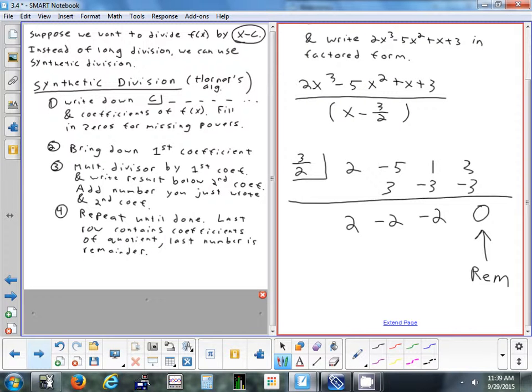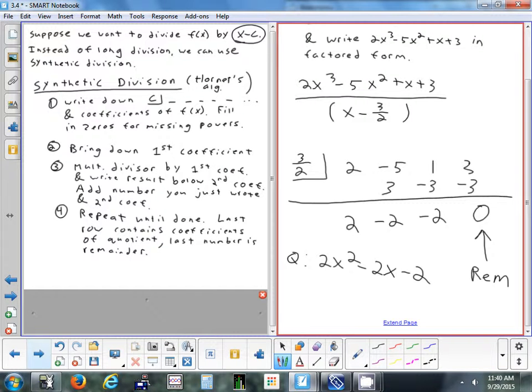Everything else is the coefficient of the terms before it. So this would be your constant. This would be the number in front of x. This would be the number in front of x squared. The next number would be in front of x cubed, x to the 4th, and so on. Okay, so here's your quotient: 2x squared minus 2x minus 2. That's the quotient. So if you did the long division, that's what you'd get.